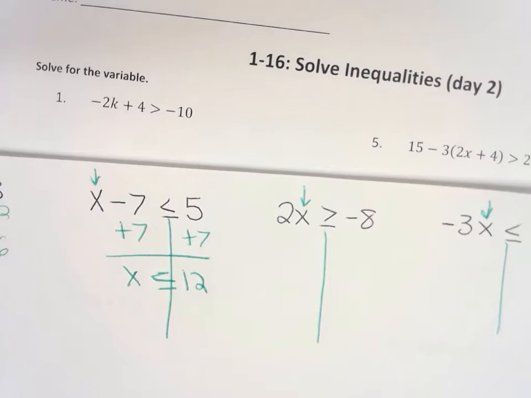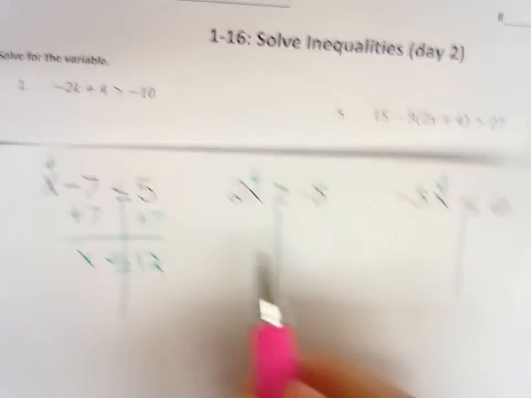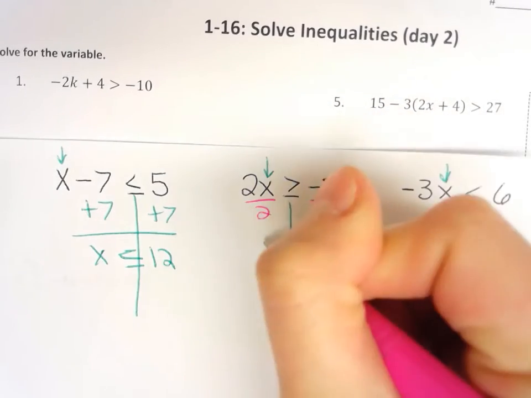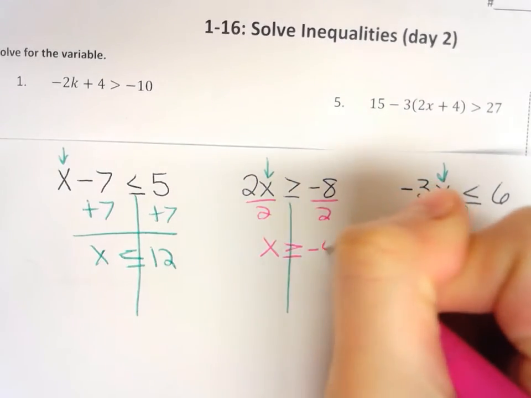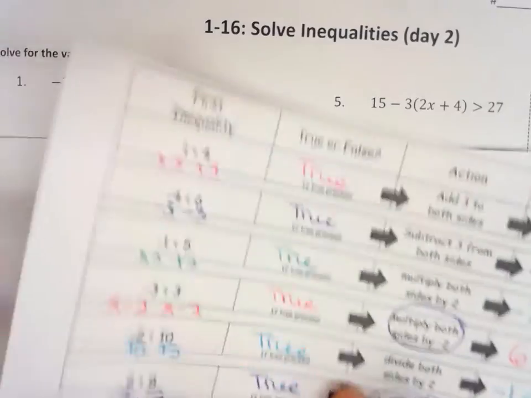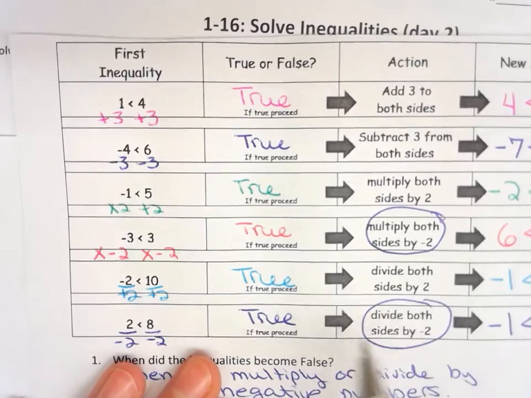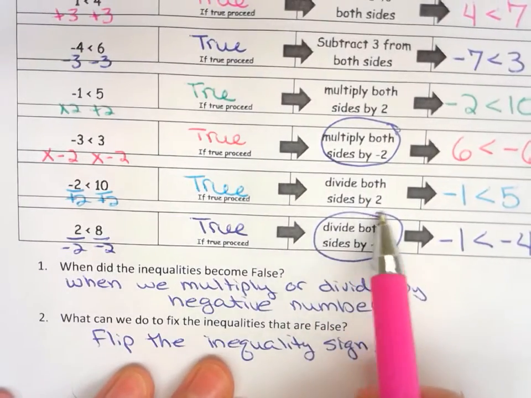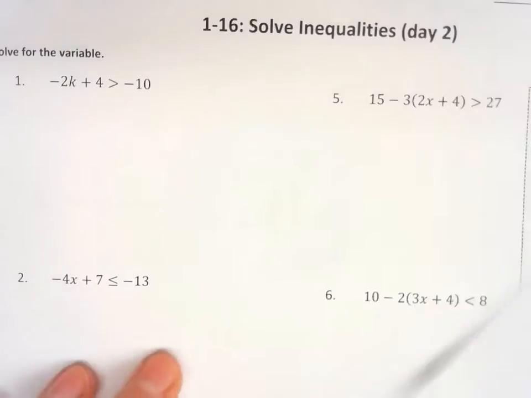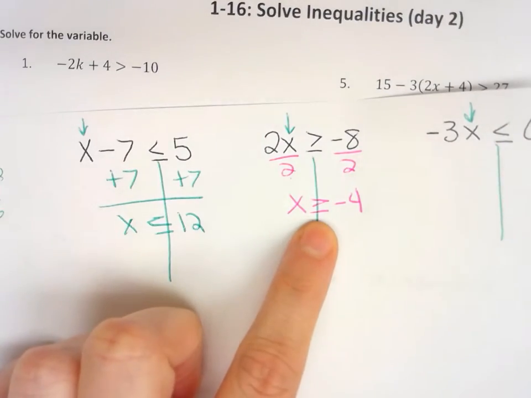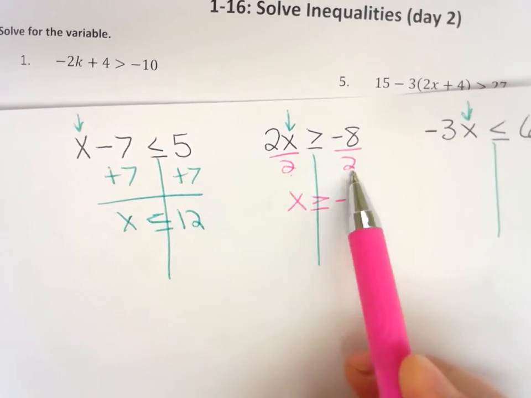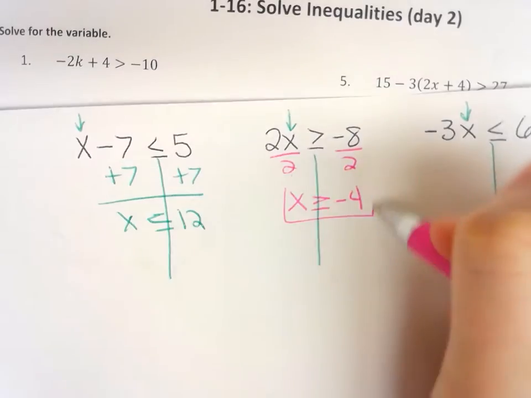And then if I have 2x, like this, that means that they are multiplied together. I would divide both sides by 2, and I've got x is greater than or equal to -4. So it's okay to divide by a positive number. What we discovered yesterday is that if we divide both sides by a +2, we still end up with a true statement, so there's no need for us to change the inequality sign at all. Even though that number's negative, it doesn't matter. The 2 is the one that we divided by. It was positive, so the sign stays the same.